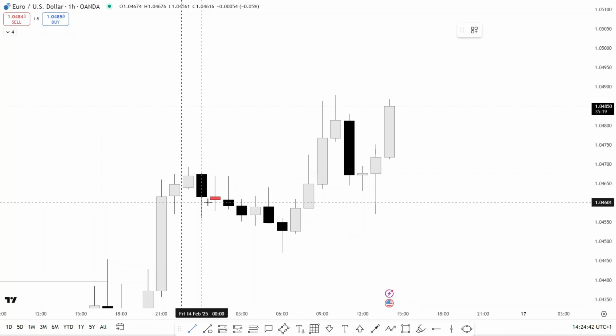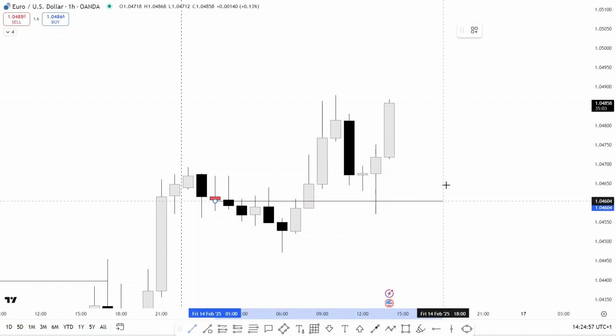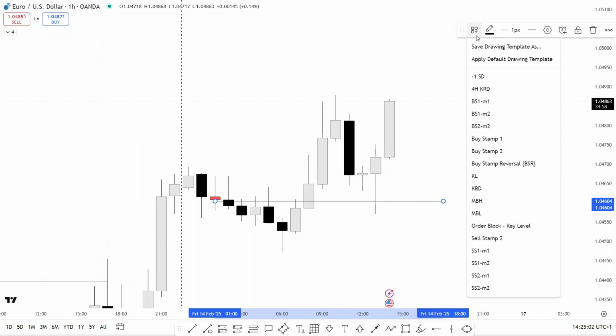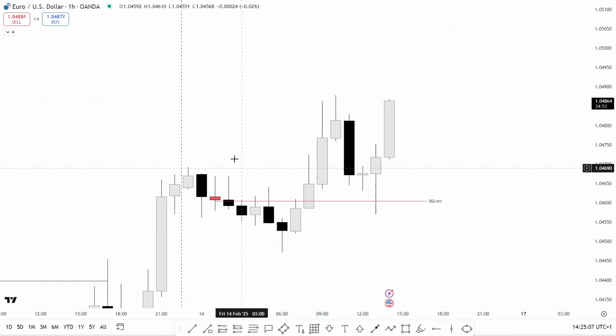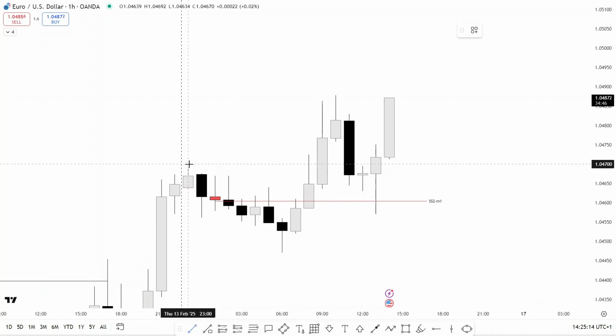So the first thing we want to identify is an inside bar. So this is an inside bar. After the inside bar, we need to check the next candle. If the inside bar is bearish and the next candle is bearish, then that is a KRC stamp. That's KRC stamp 2, right? So we have it as stamp 2 and this is model 1. Why? Because the next candle, the confirmation candle, closed within this range.